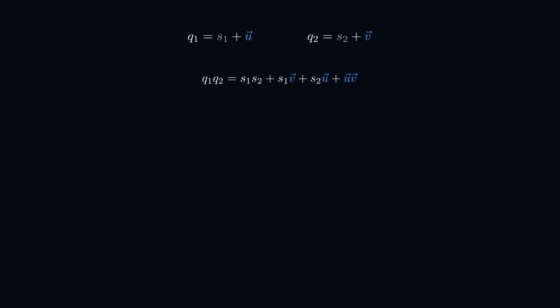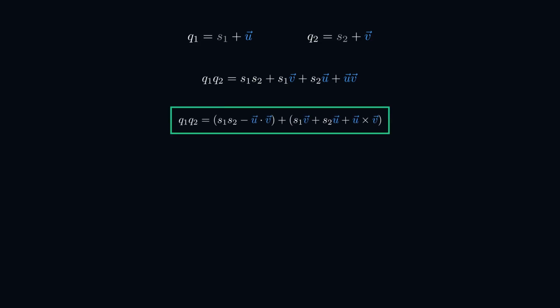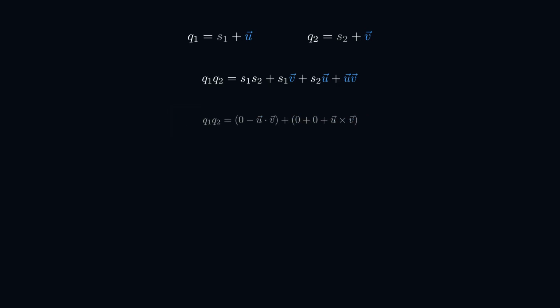The last term, uv, is exactly the pure quaternion product just derived, substituted in. q1 q2 equals s1 s2 minus u dot v plus s1 v plus s2 u plus u cross v. So yes, the dot and cross product are present in every quaternion multiplication, pure or not. There's simply the uv piece sitting inside the full product. Setting both scalars to 0 recovers the pure case. That's the special case, not a different phenomenon.